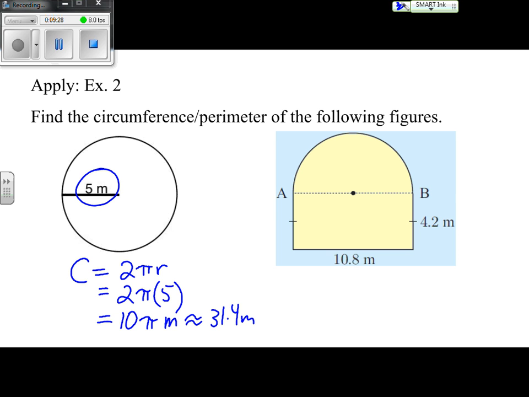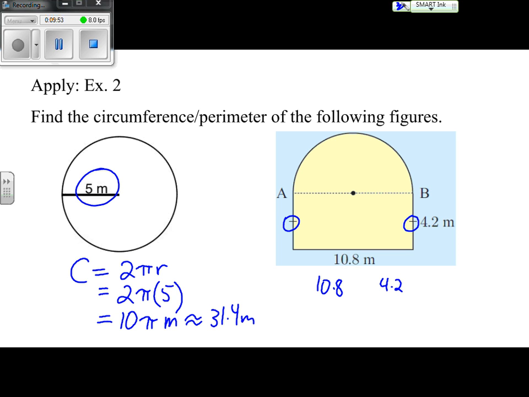There's this dotted line, and I'm going to trace it with a blue pen here to show that we have essentially a rectangle at the bottom. And so let's start by finding the perimeter of that rectangle. We have 10.8, and we have 4.2. Now, you'll see that these are marked congruent here.